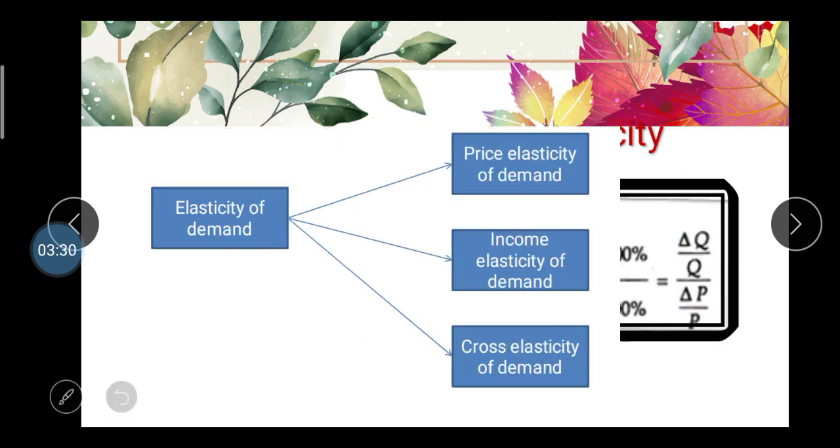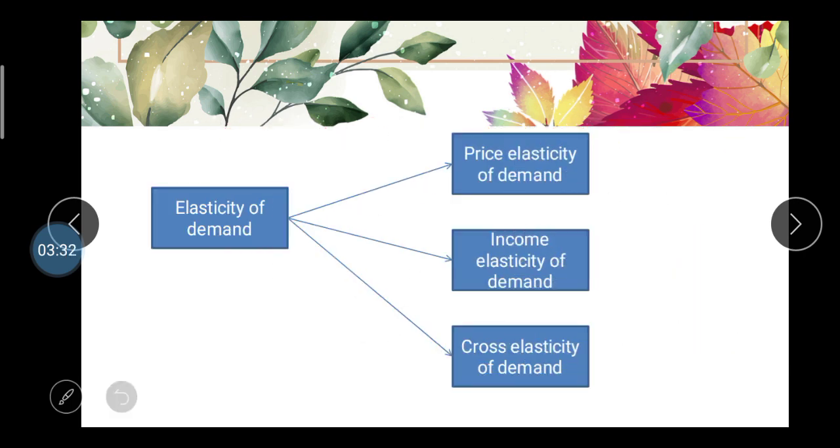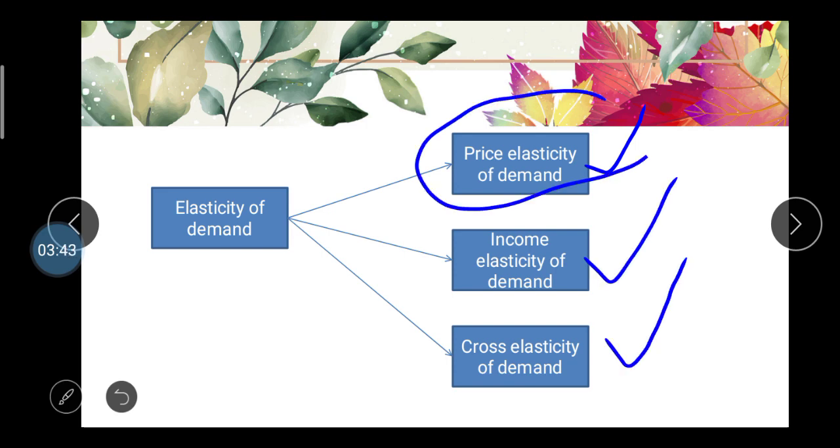So let's see. Elasticity of demand mainly has three types: price elasticity of demand, income elasticity of demand, and cross elasticity of demand. So first we have to learn about the price elasticity of demand. So let's start.